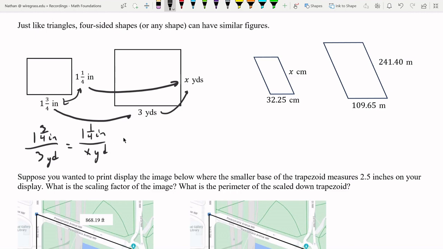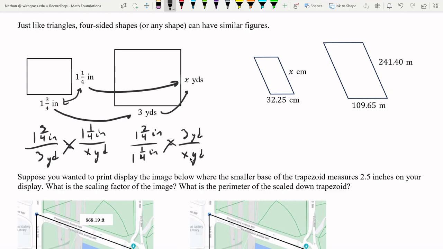You can also flip it around to be where we have 1 3/4 inches to 1 1/4 inches equals, 1 3/4 was this side, so we have 3 yards on the same side as that, 3 yards to x yards. So this side and this side are on the bottom. This side and this side are on the top. So similar thing, right? If you cross multiply either one of these, you can see we always have 1 3/4 times x, and 3 yards times 1 1/4. So either way you do it, you're going to get the same answer.